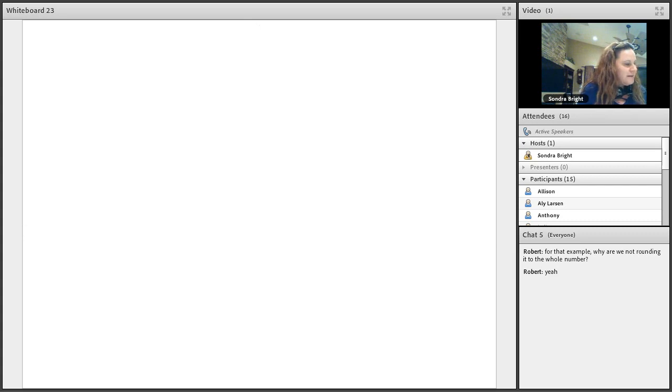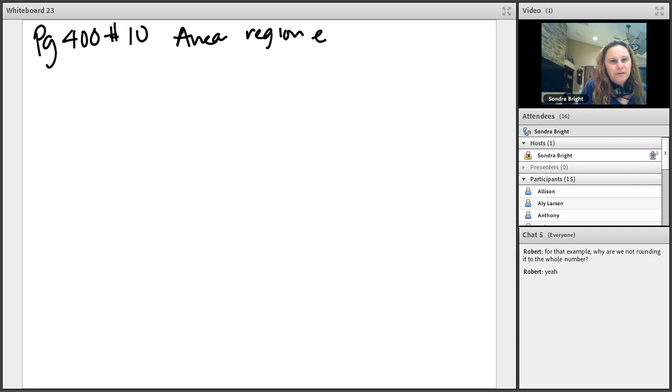So you definitely need to know that. Another thing that you'll need to know is something like page 400, number 10. And that one is finding the area of the region enclosed by y equals x squared, x plus y equals 2, and the x-axis.